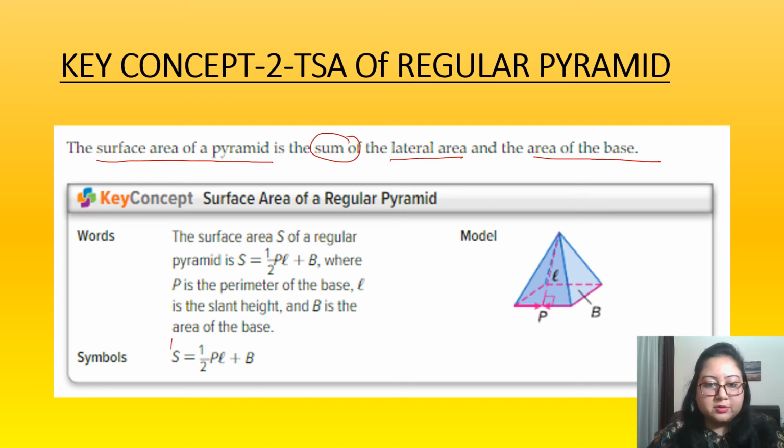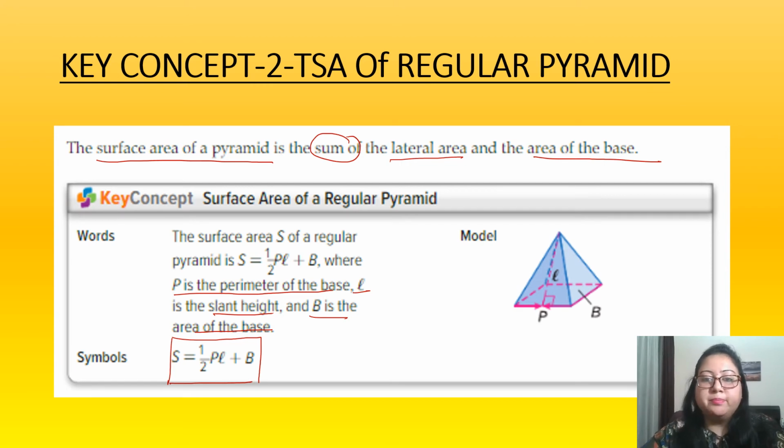So the formula that you are going to be using here is S, capital S, which denotes your total surface area, is equal to half times PL plus B. P is the perimeter of the base, L is the slant height, and capital B is the area of the base. So all the things are very, very similar to the last slide. It's just that to the lateral area you are adding the area of the base.